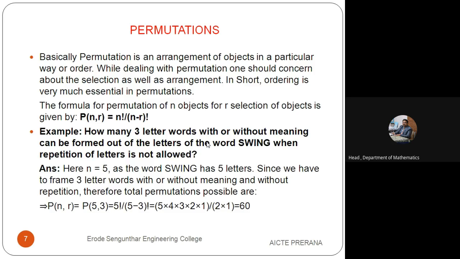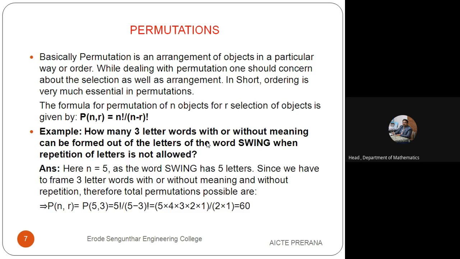nPr equals n into n minus 1 into n minus 2, up to n minus r plus 1. Or simply we say that nPr equals P of n comma r equals n factorial by (n minus r) factorial. That is, the number of ways of selecting and arranging r objects from n objects is given by P of n comma r.